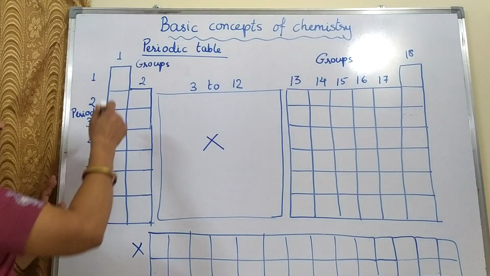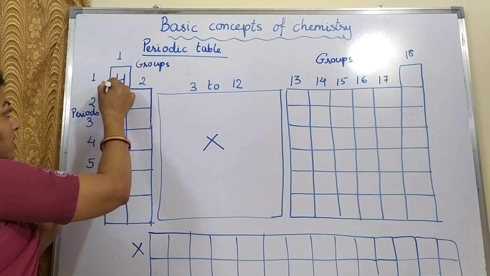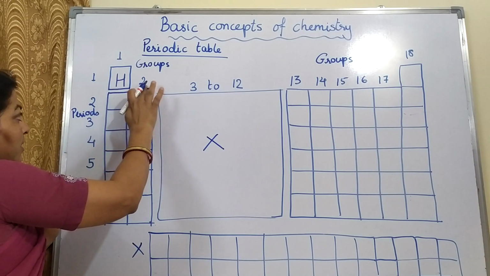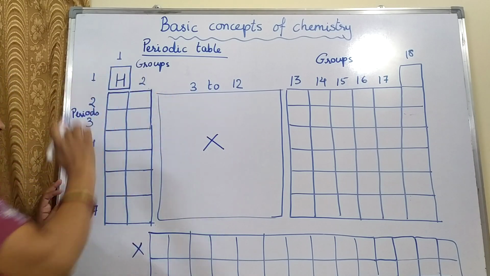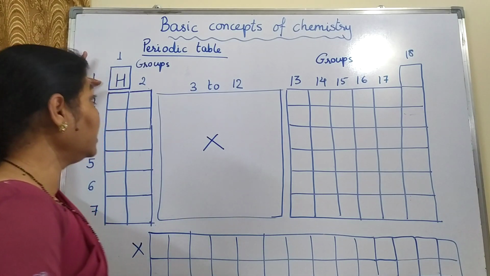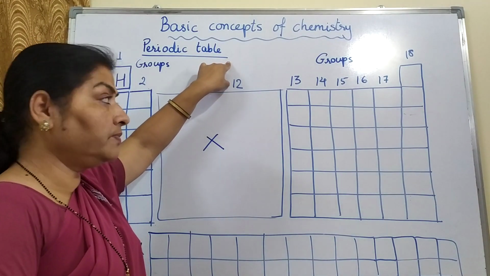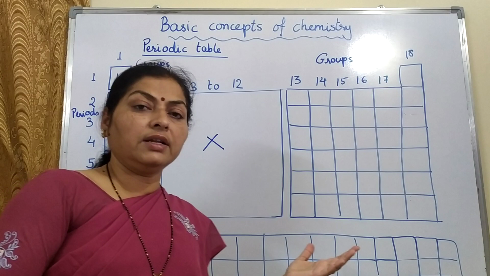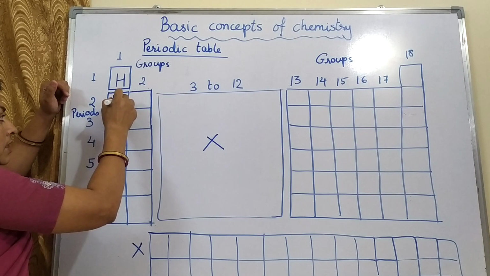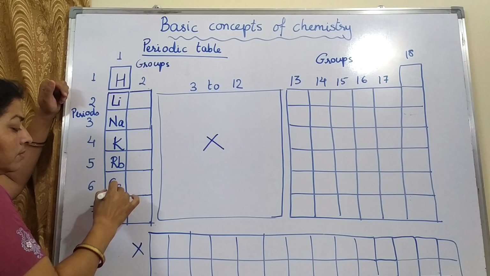For example, the first element is hydrogen. Now if you see in the periodic table, hydrogen has been placed separately. It is not attached in this way, so it is a separate element. In newer versions of the periodic table, hydrogen will be somewhere in the middle, over here. Why it is so, we will discuss next year. Okay, so the first element is hydrogen. Then comes lithium, sodium, potassium, rubidium, cesium, francium.